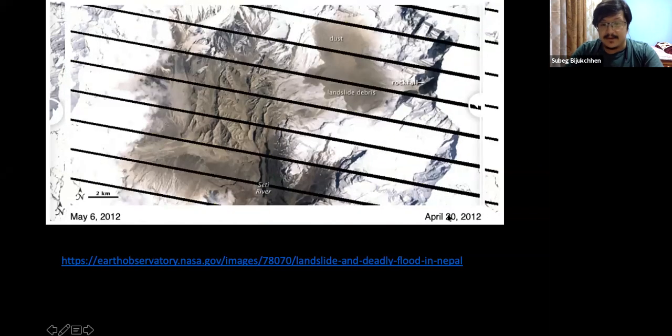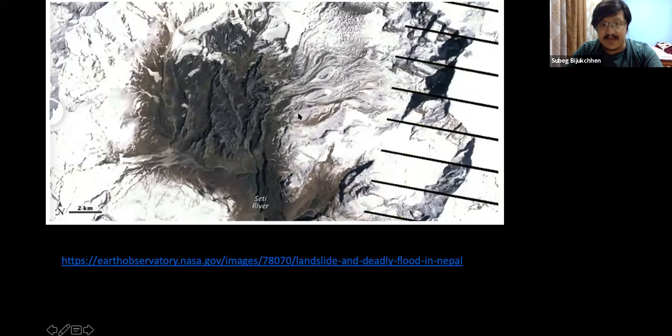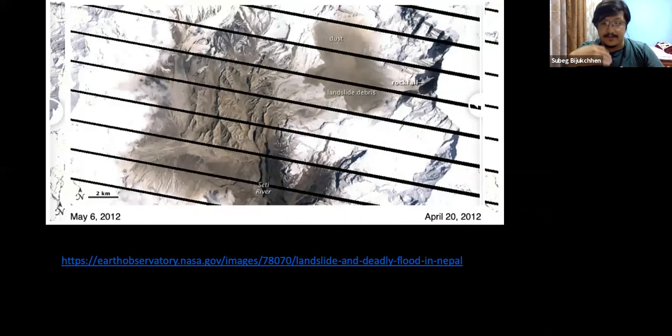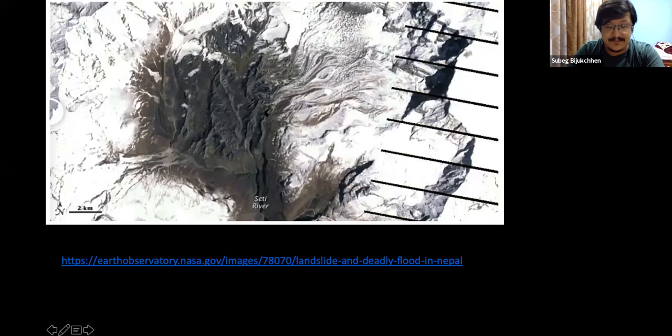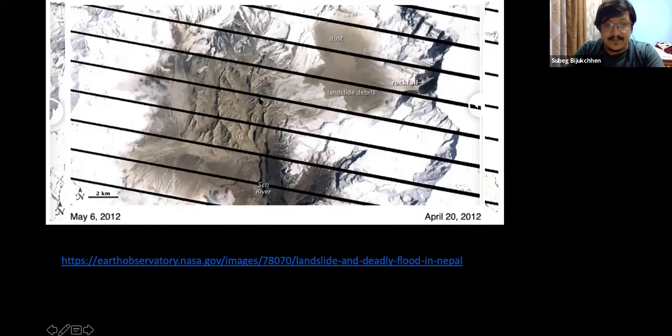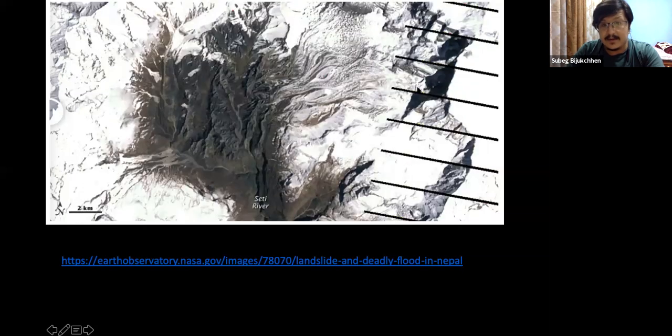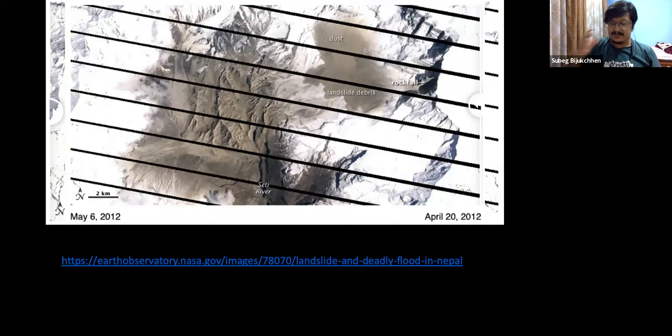And then compare that. This is May 6th. This is April 20, sorry, that was a little problem. This is the April 20 satellite image, and after about 16 days, there's another picture. Look at the difference. Something is here. Forget this line. These lines are not created by the landslide. When satellites go above the Earth and take the picture, sometimes they have this kind of lines. It's just an artifact in the photo.